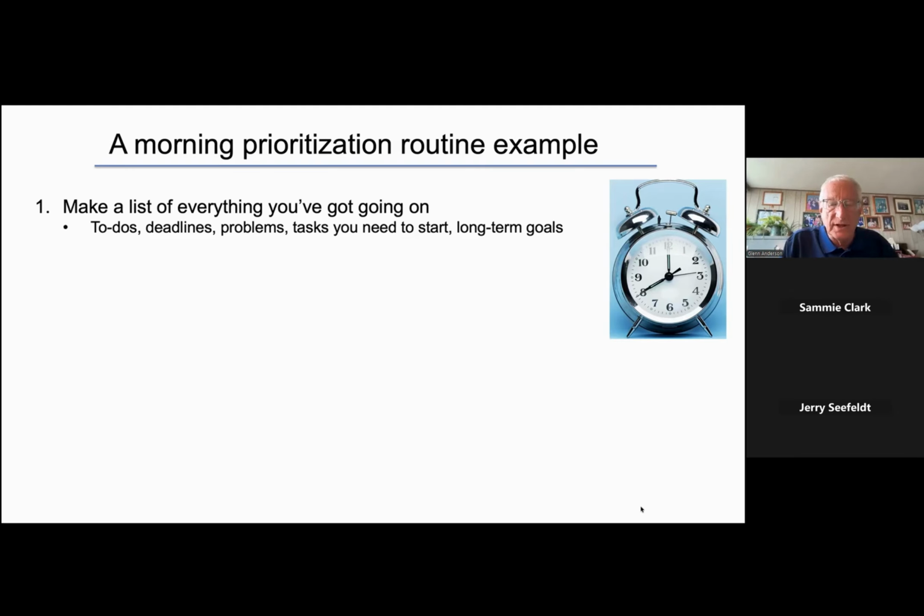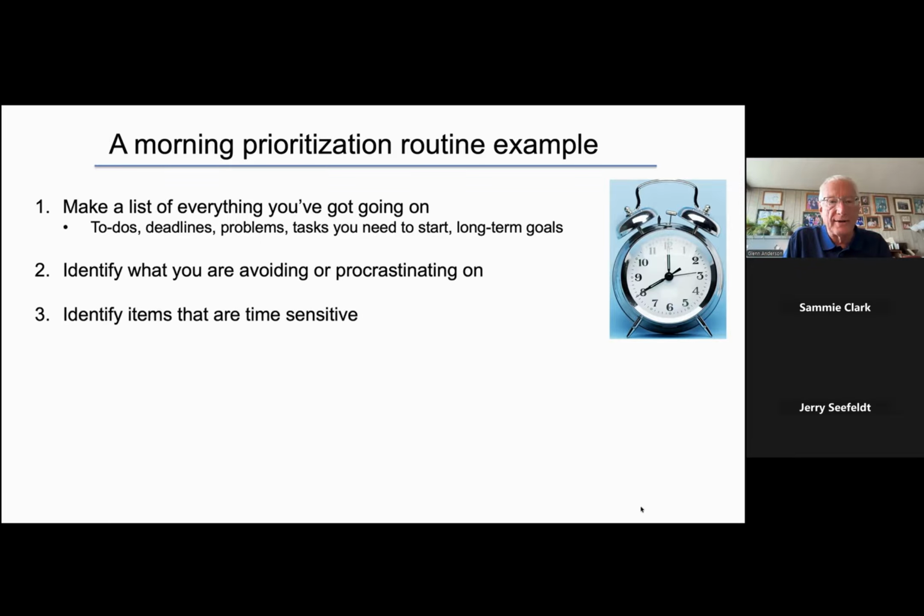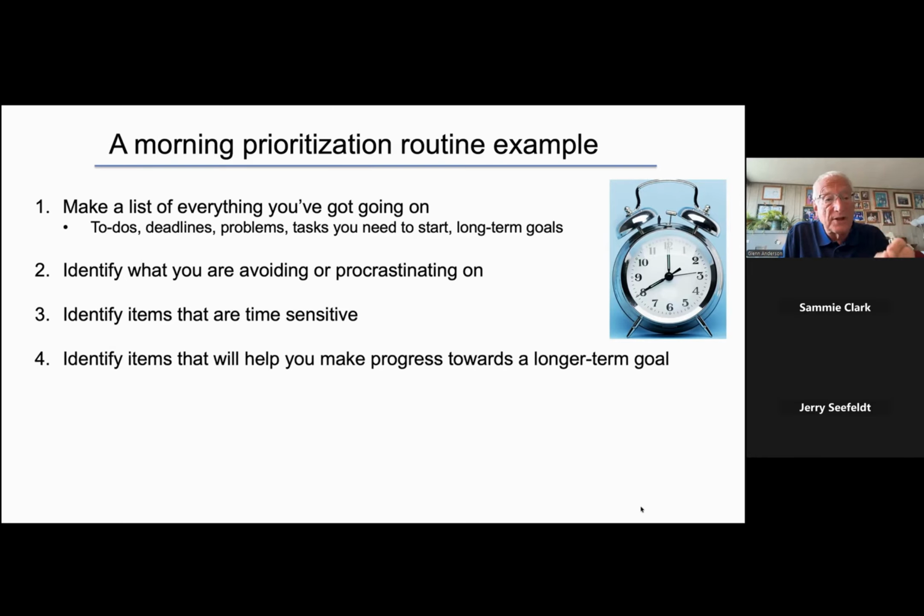So you make this list. Then you go through the list and identify what are the items on this list that I have been avoiding or I'm procrastinating on. So maybe you mark those, say, with A for avoiding. Then you go through the list again and you say, well, which of these items are time sensitive? And so you maybe mark all those with a T. And then you go through the list and you say, what are the items that will help you make progress towards a longer term goal? So maybe you mark those with an L.